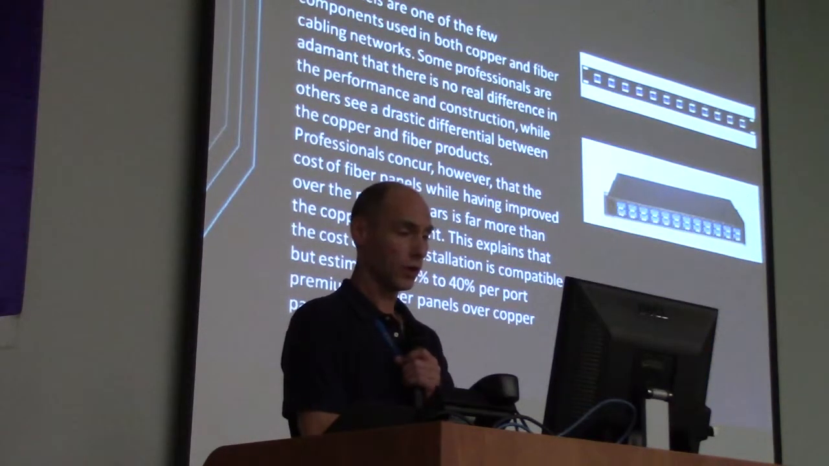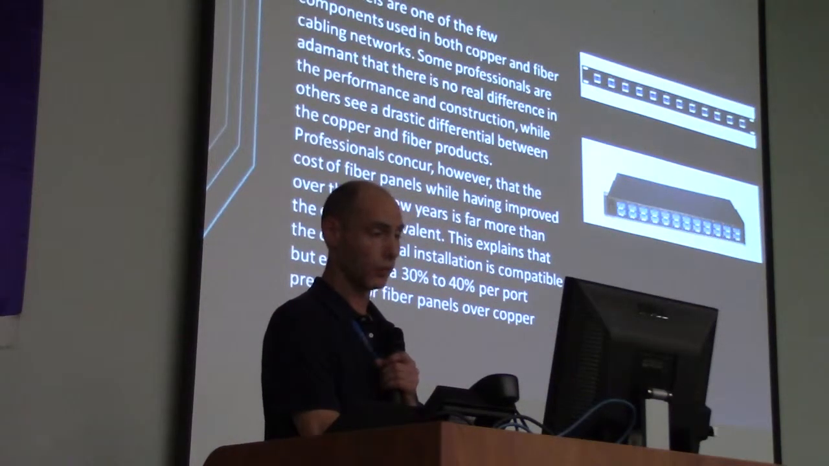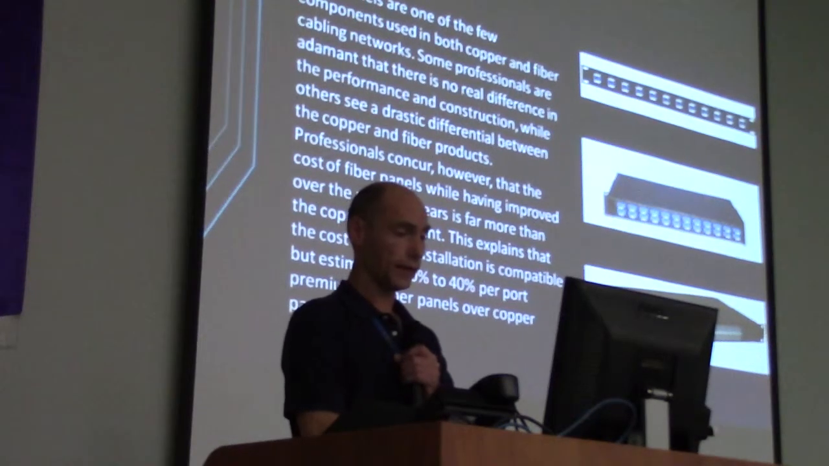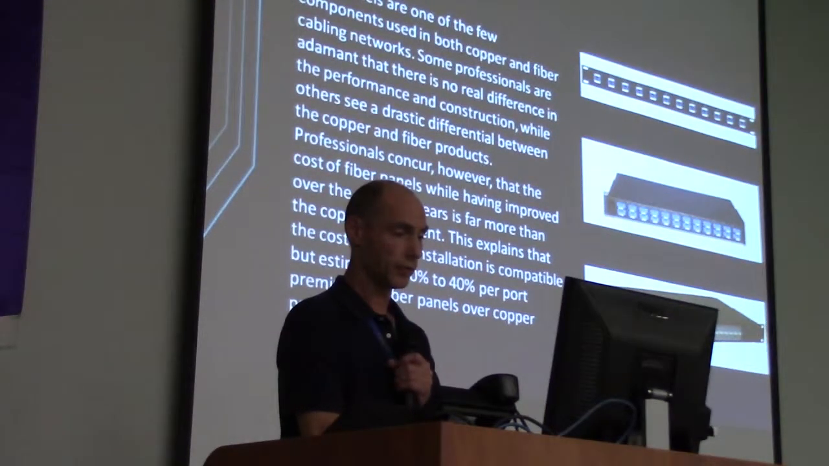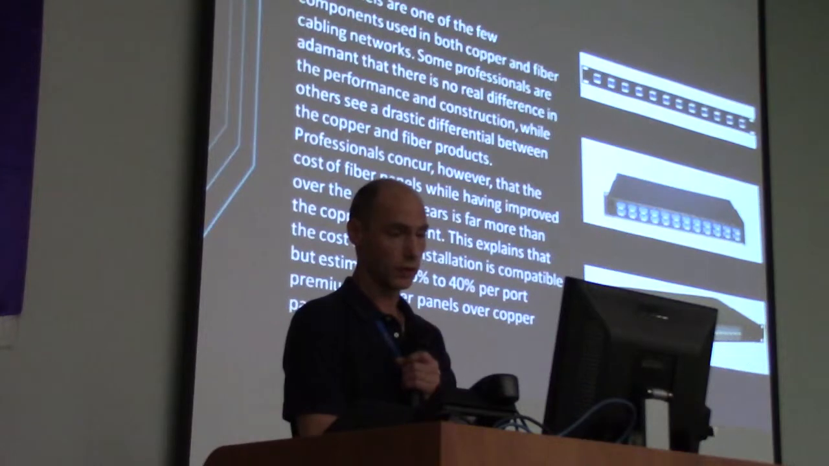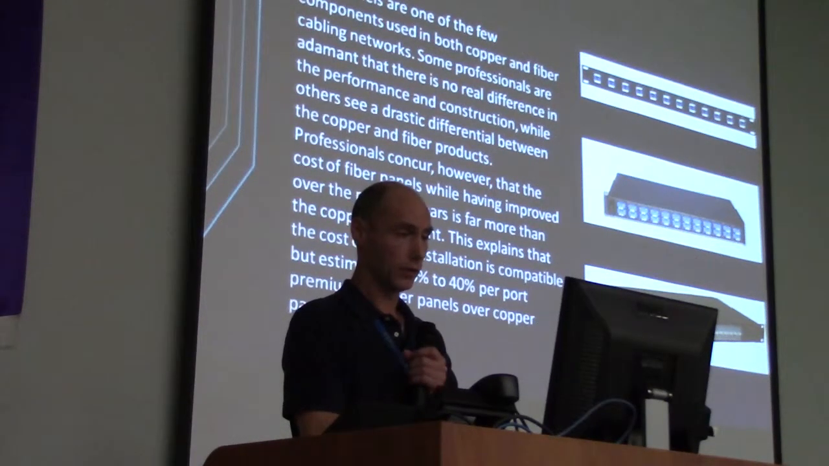The professionals concur, however, that the cost of fiber panels, while having improved over the past few years, is far more than the copper equivalent. This explains that the cost of actual installation is comparable, but estimates are a 30% to 40% per port premium for fiber panels over copper panels. And these are some examples of fiber optic termination panels, which I don't know why they don't see a difference, because fiber is a lot faster than copper.